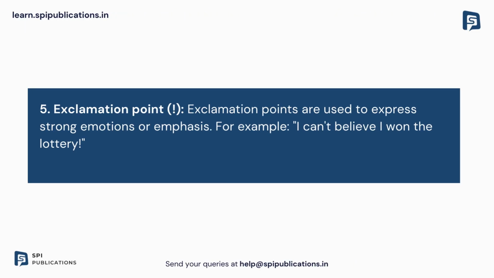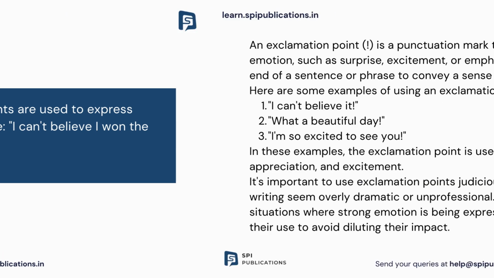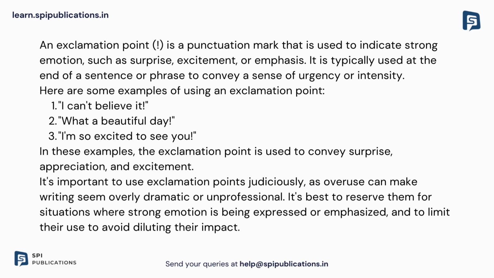5. Exclamation points are used to express strong emotions or emphasis. For example, I can't believe I won the lottery! An exclamation point is a punctuation mark that is used to indicate strong emotion, such as surprise, excitement, or emphasis. It is typically used at the end of a sentence or phrase to convey a sense of urgency or intensity.